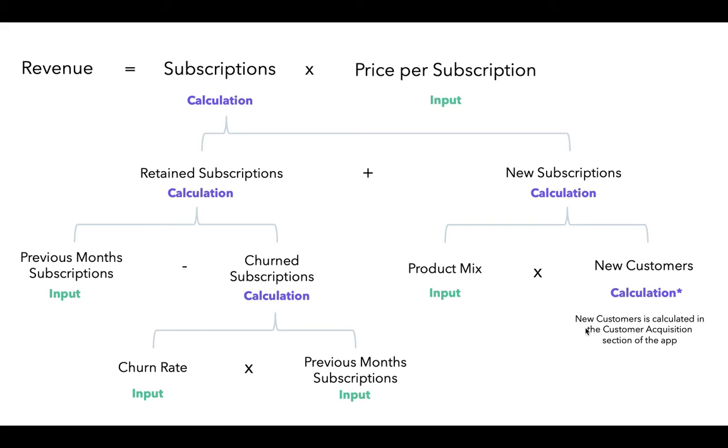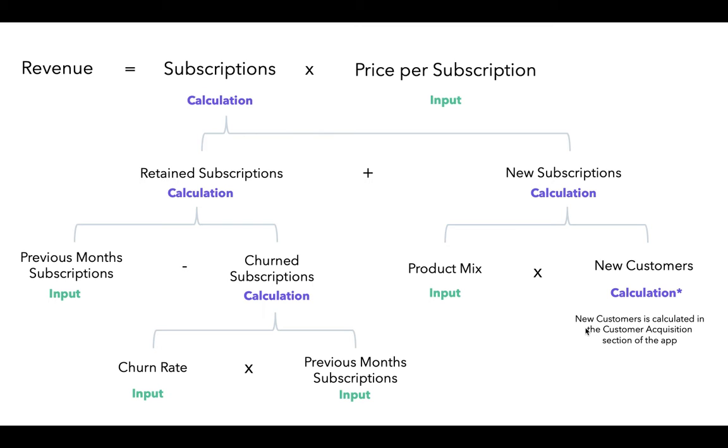And churn subscription is derived by the churn rate multiplied by the previous month's subscriptions. New subscriptions, however, is calculated by the product mix, so the percentage of new customers buying this particular subscription, times the total new customers.